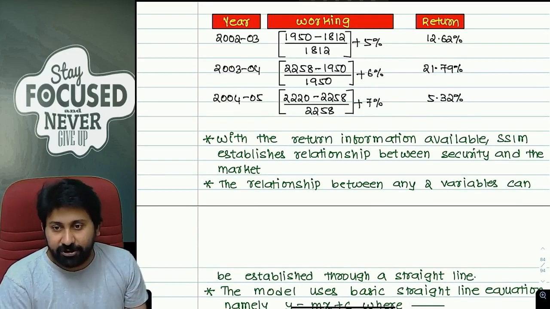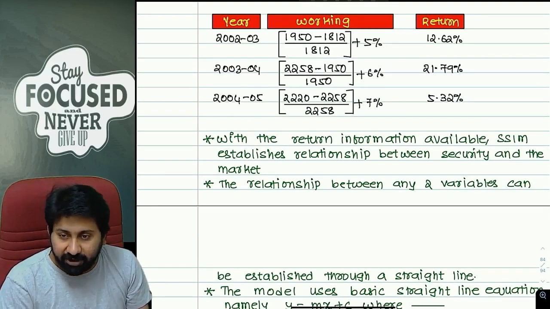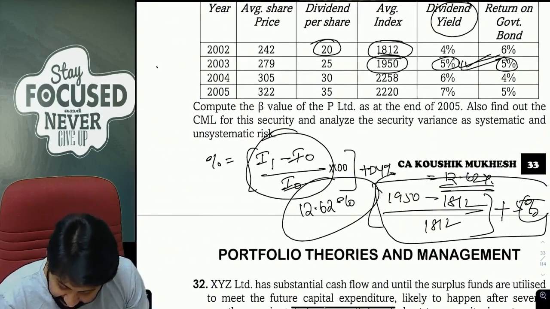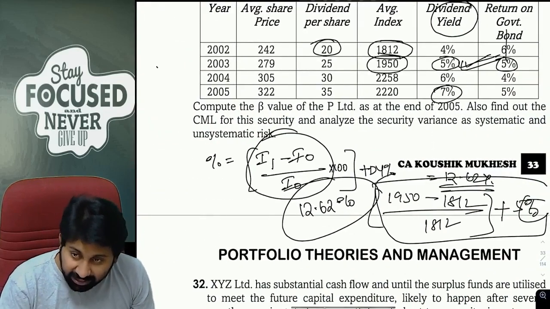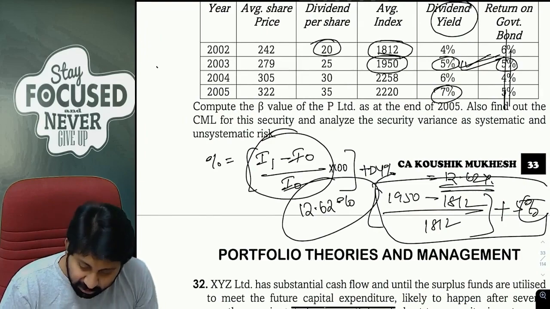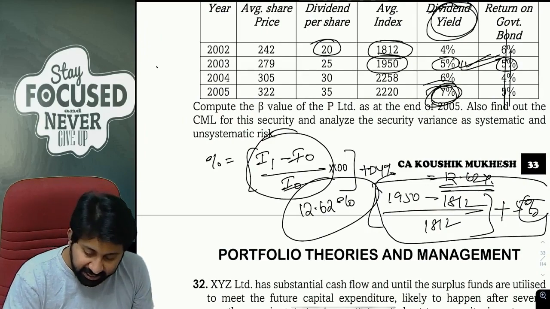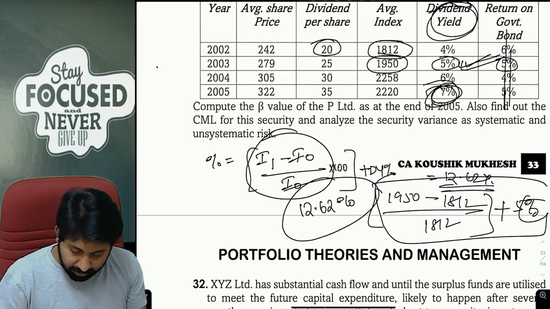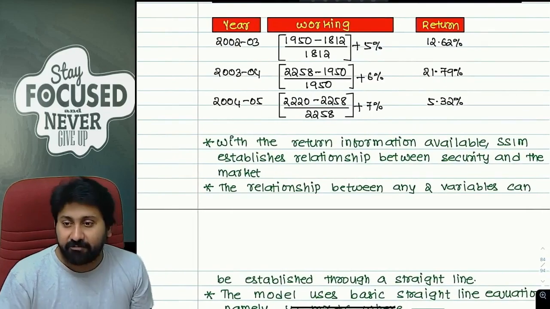2220 minus 2258, whole divided by 2258, plus yield is how much percentage? 7%. Okay. So don't consider these. By mistake I also considered those. So this one you need to consider, dividend yield. So 7% we added. How much you get? 5.32.